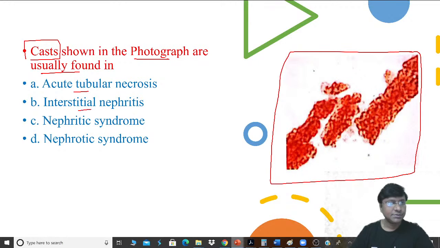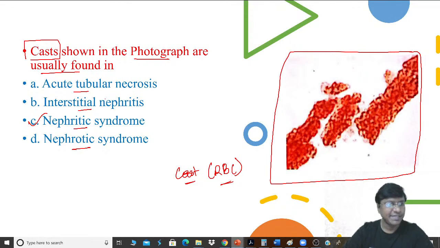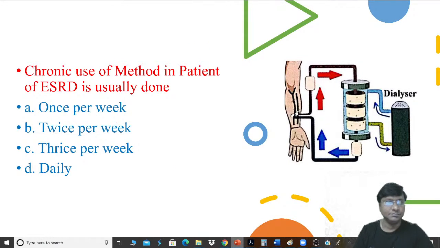Acute tubular necrosis, interstitial nephritis, nephritic syndrome, nephrotic syndrome. First of all, you should know what cast this is. So this is your RBC cast, right? Where do you have this particular RBC cast? RBC cast formation will occur in nephritic syndrome, right? It's a straight question. There is no difficulty in this question at all. That is in case of nephritic syndrome. You see the last question.